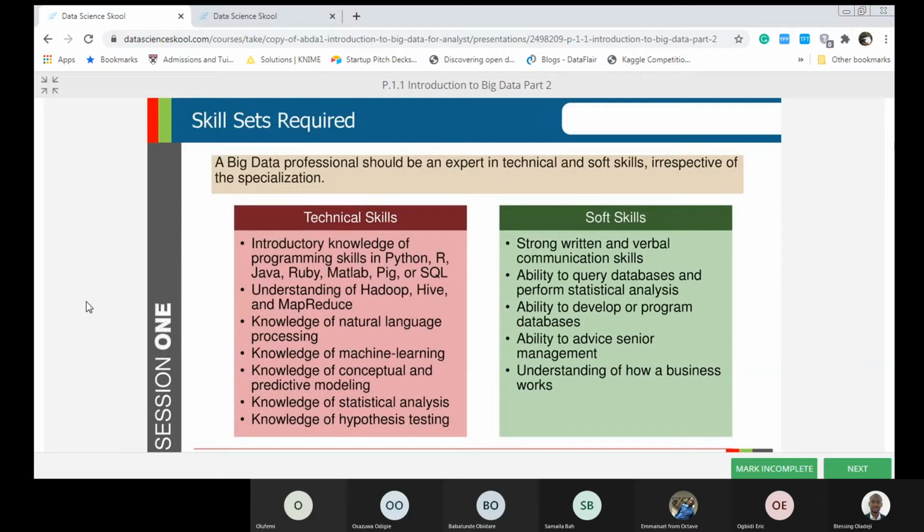Then you have the understanding of Hive and MapReduce. That is the big data platform itself. It's like saying you need to understand Excel, and you need to understand macros, and you need to understand how to use pivot tables. It's the same way when you say you need to understand Hadoop, and you need to understand Hive, and you need to understand MapReduce. Those are the components of the big data platform, and it's also part of what we are going to be teaching in this class.